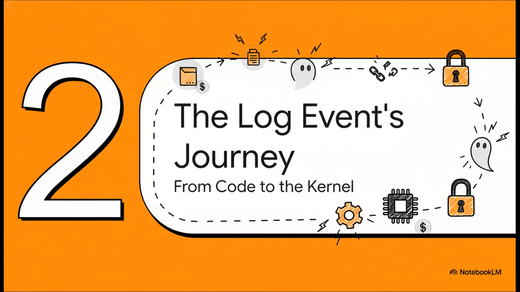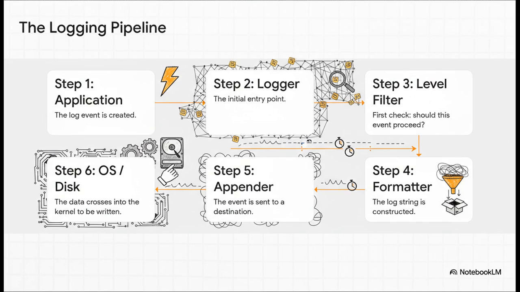It all kicks off when your application creates a log event. The logger grabs it, and right away it hits a level filter. This is the first gatekeeper, asking, is this message important enough to continue? If it gets the green light, it moves on to the formatter, which turns it into a nice, readable string. From there, it's handed to an appender. That's just a fancy name for the thing that sends the log to its final destination, like a file. And finally, the appender has to talk to the operating system to actually write the data. Every single one of these steps consumes resources and is a potential performance bottleneck.